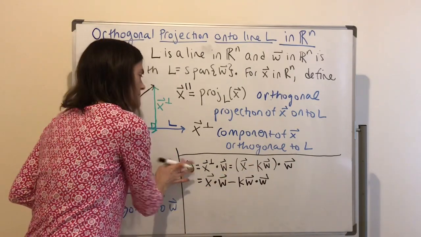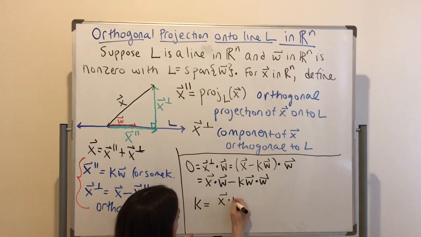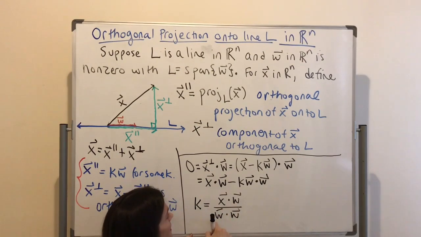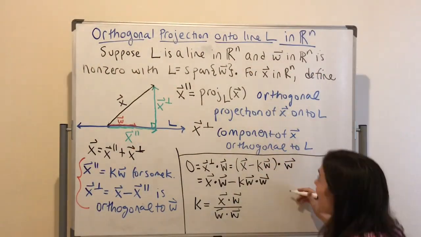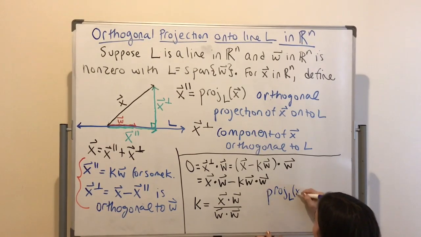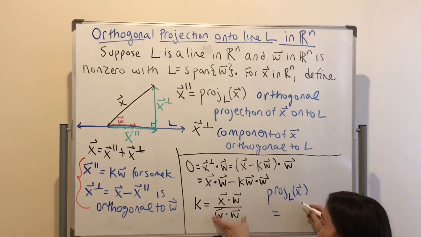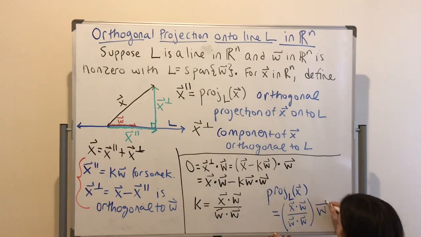I can just move this over to this side and divide. So I get that K is equal to X dot W over W dot W. So this is the constant. Okay, this is wonderful, beautiful happiness, because look, now I have this formula: the projection onto this line of X equals, here's a constant, X dot W over W dot W, and then times the vector W.